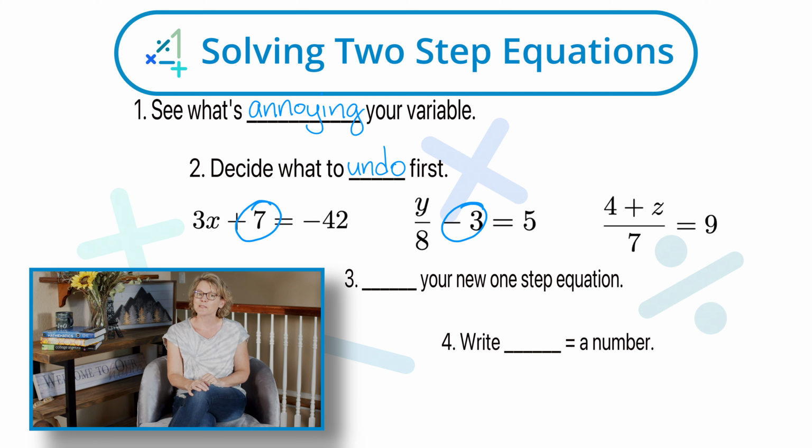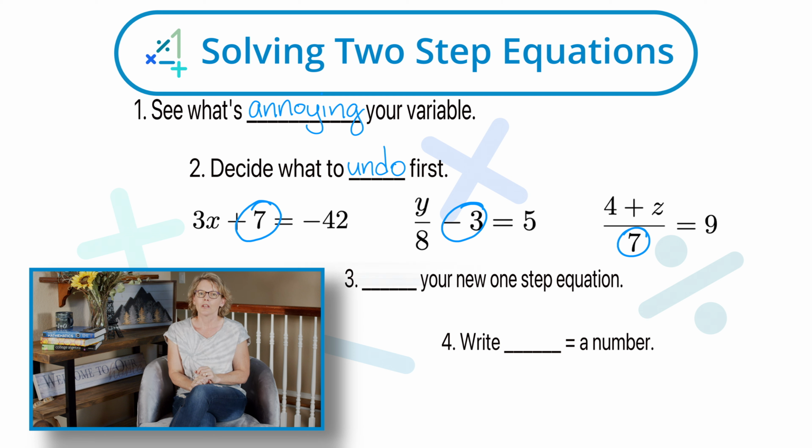Now, if you have something that looks like this, 4 plus z all over 7 equals 9, notice how it looks different than the others because it has a big long fraction bar across one side. So our best choice will be to get rid of that bottom number 7 by multiplying both sides by it. With that 7 gone, there would be no more fractions.